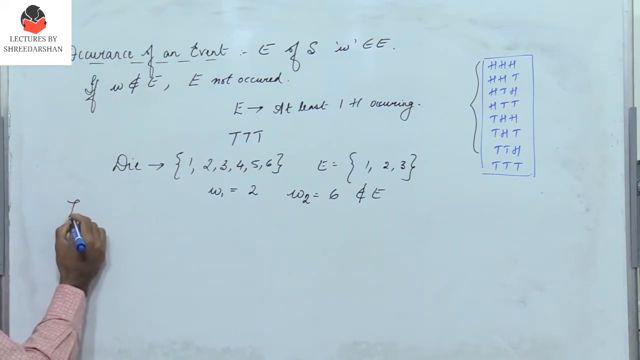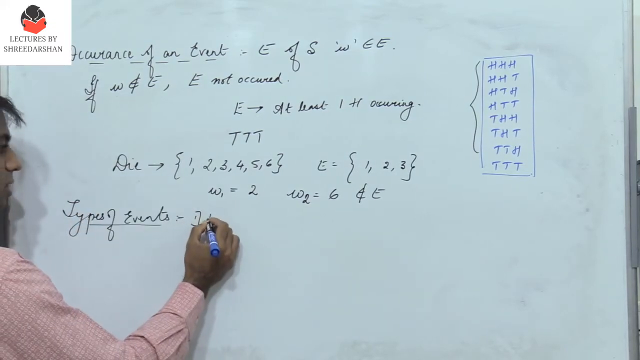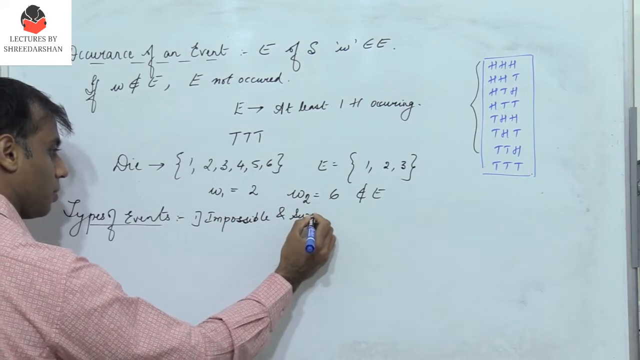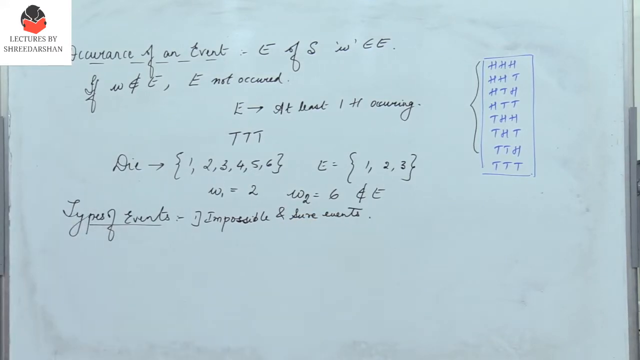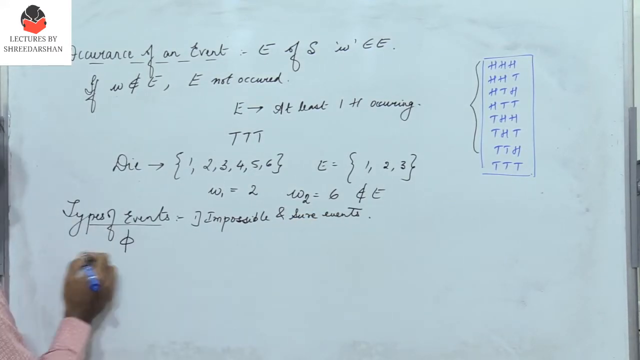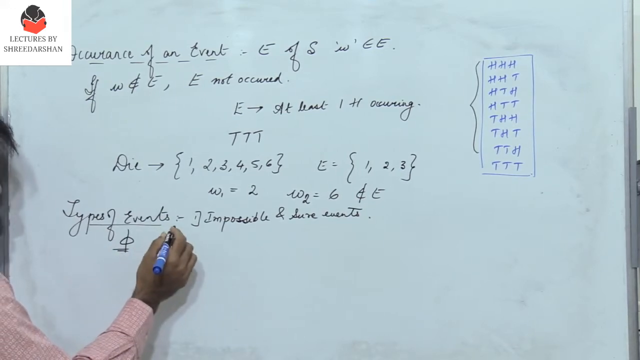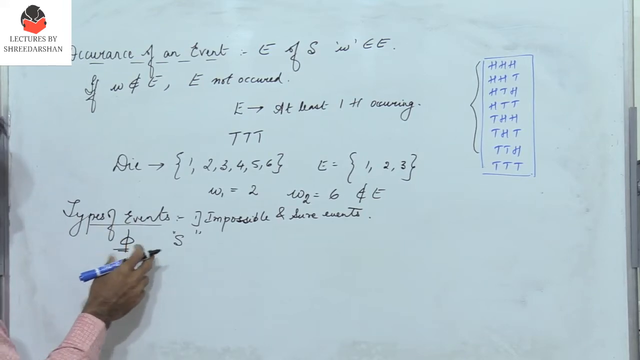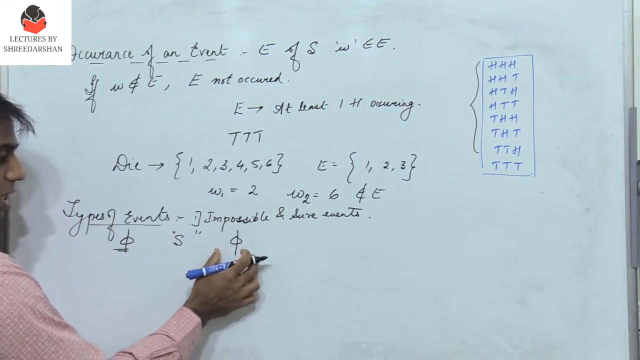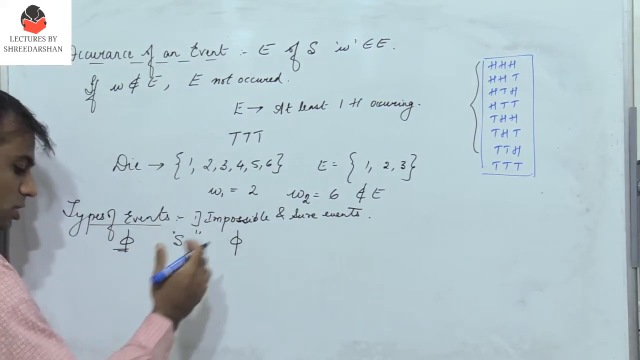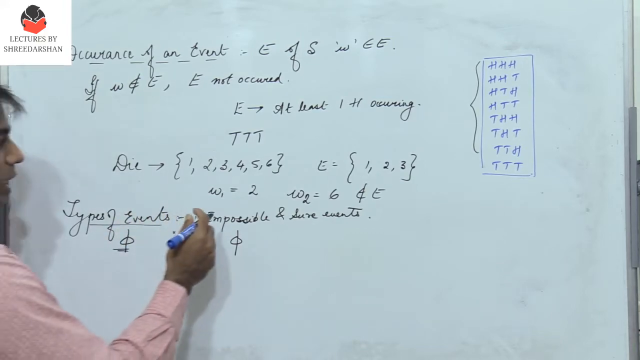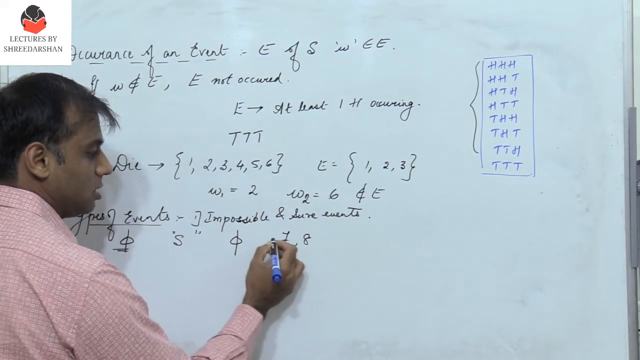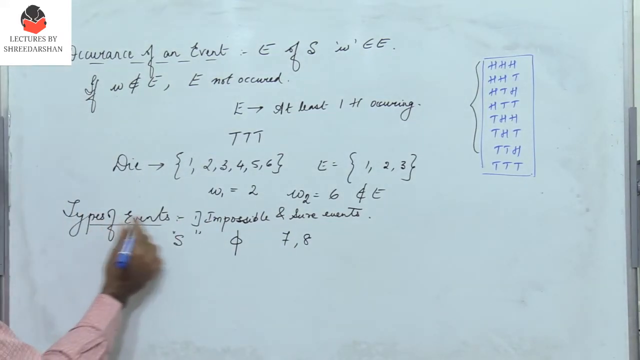So what are the types of events? The first category is impossible and sure events. An impossible event is defined by an empty set phi, whereas a sure event is defined by the sample space S. Now what do we mean by phi? Phi means that it is an empty set, that is, it is an impossible event. For example, when I throw a die, getting a number 7 or 8 is an impossible event. So this is the first type.